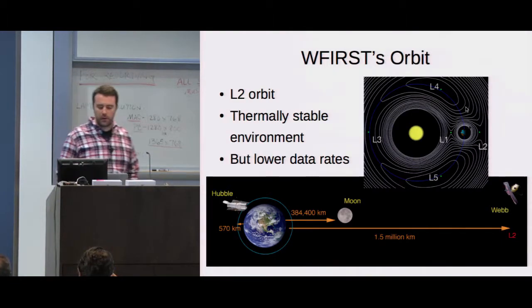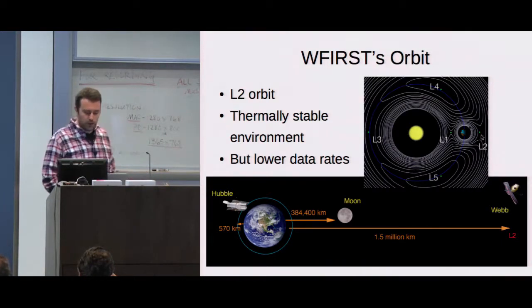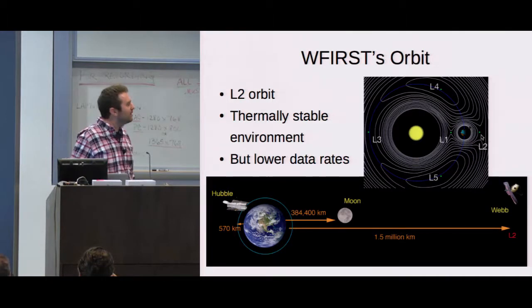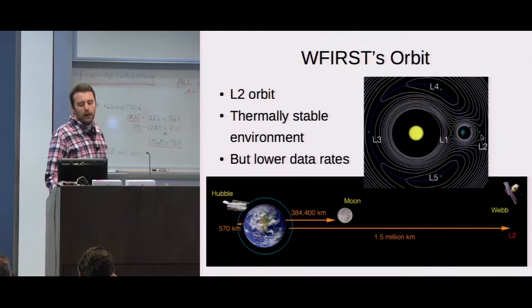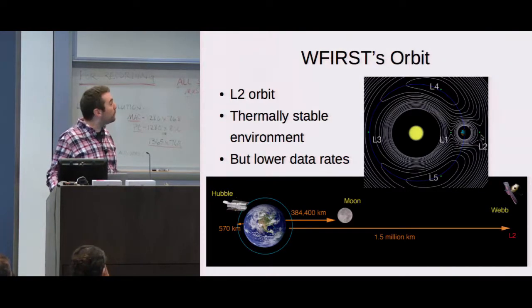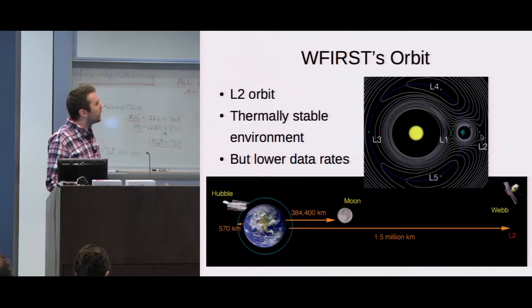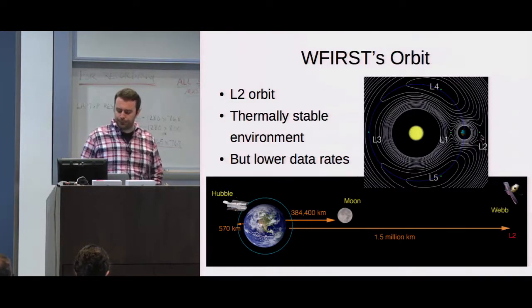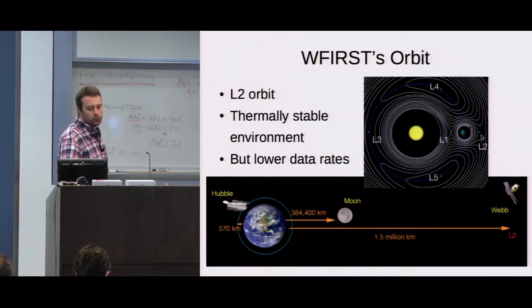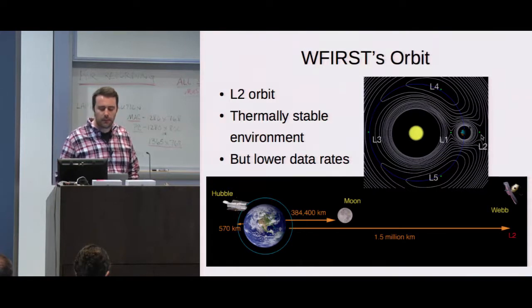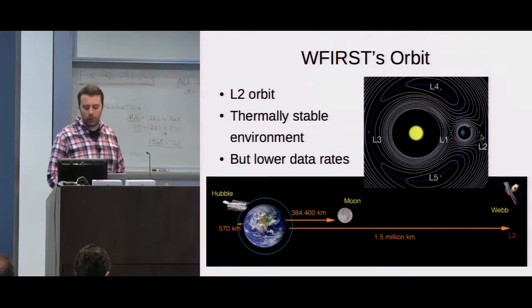So WFIRST is going to be in an L2 orbit. This is a great thing if you've ever dealt with scheduling Hubble observations or dealing with the systematics that it has. L2 is a much more firmly stable environment, and you don't have to deal with your field going behind the Earth at any time. The one trade-off, I think, is the lower data rate that you can achieve there, but that's surmountable.